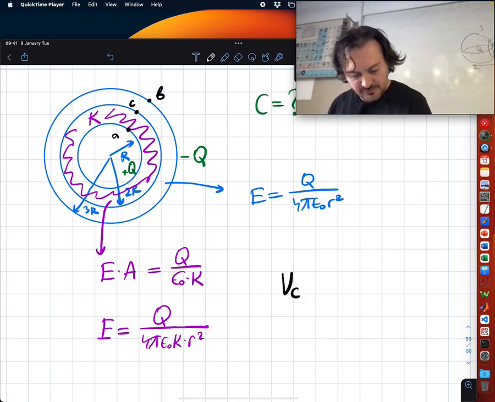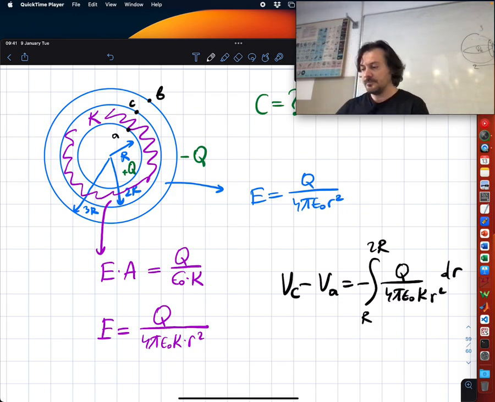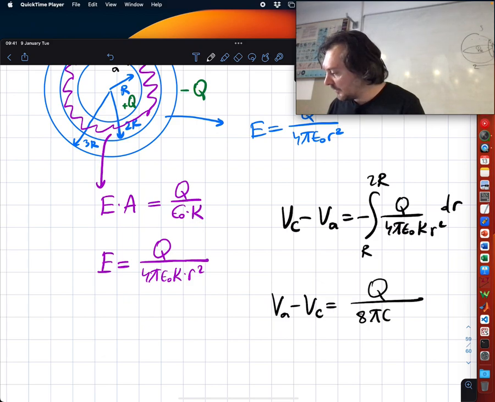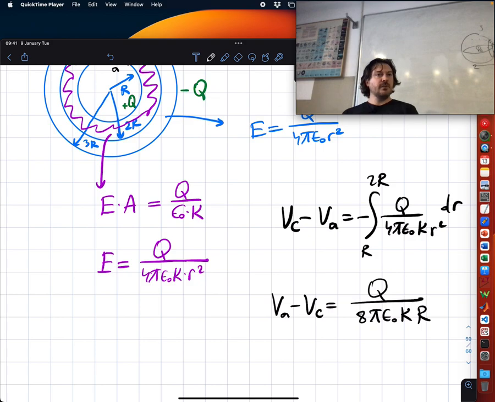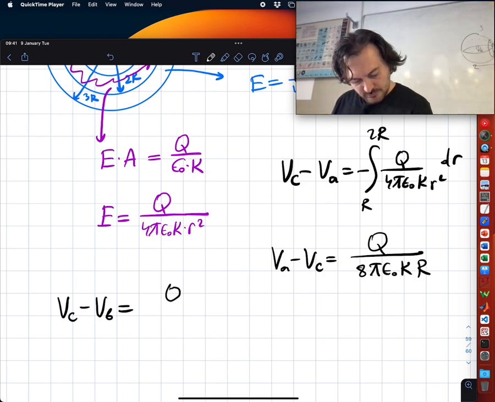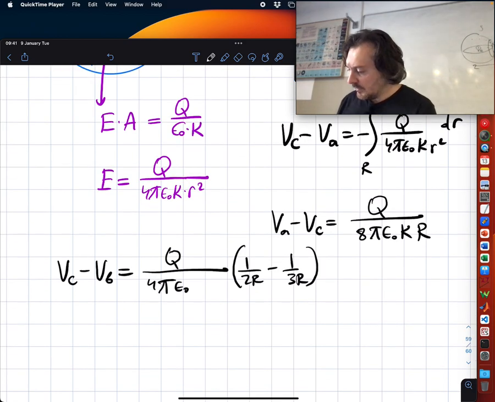So I have in my notes that VC minus VA is equal to the integral from R to 2R of Q over 4 pi epsilon 0 K R squared dr. Do you agree with this? Yes? So let me just skip a lot of stuff here. VA minus VC turns out to be Q over 8 pi epsilon 0 K R. If you do the mathematics, this is what comes out. And similarly, if you do it for the other part, VC minus VB, you get Q over 4 pi epsilon 0 times (1 over 2R minus 1 over 3R).